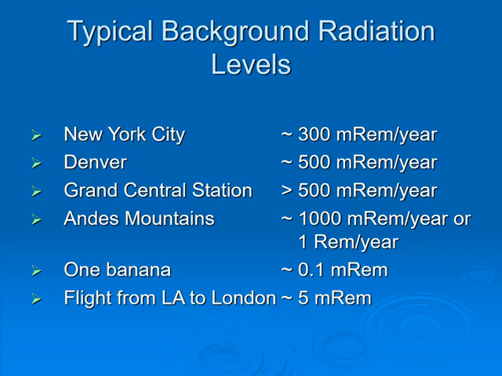You even get radiation from the things you eat. A banana will give you 1/10 of a millirem. In addition, you receive radiation when you fly in an airplane. On a typical flight from Los Angeles to London, you'd expect to receive 5 millirem.